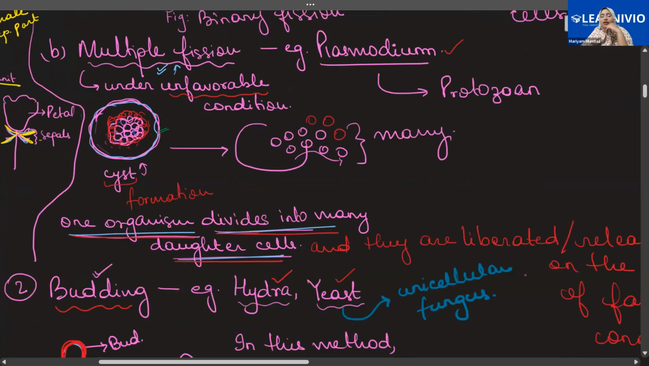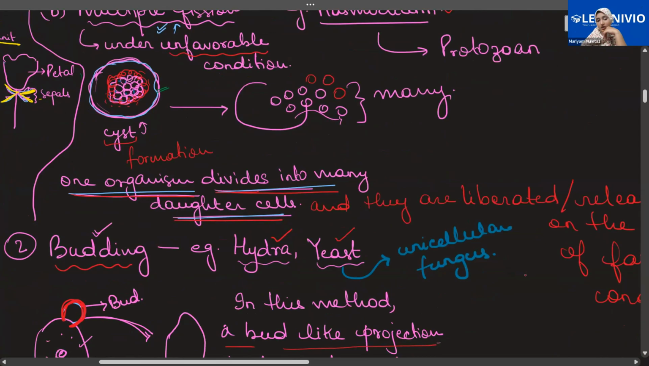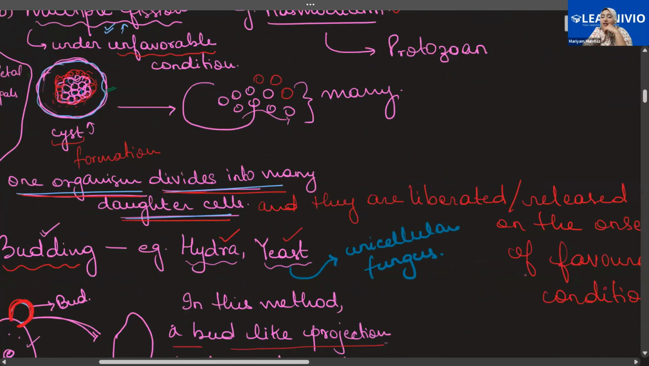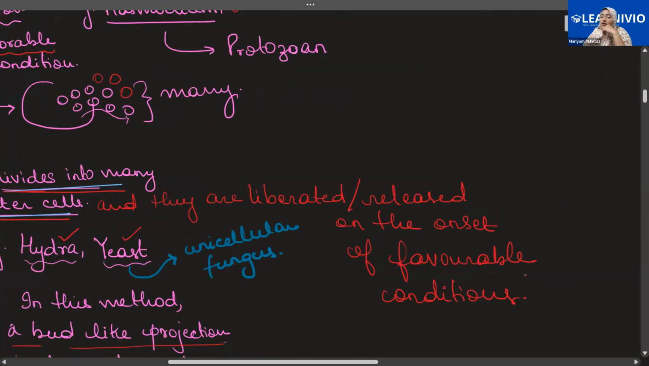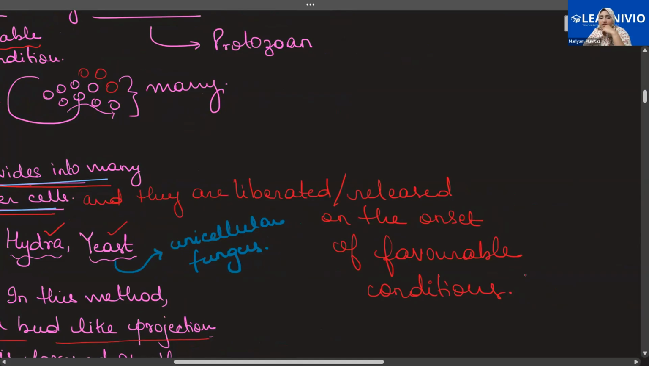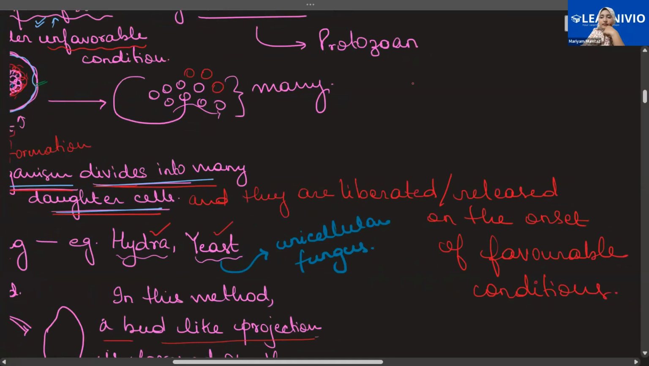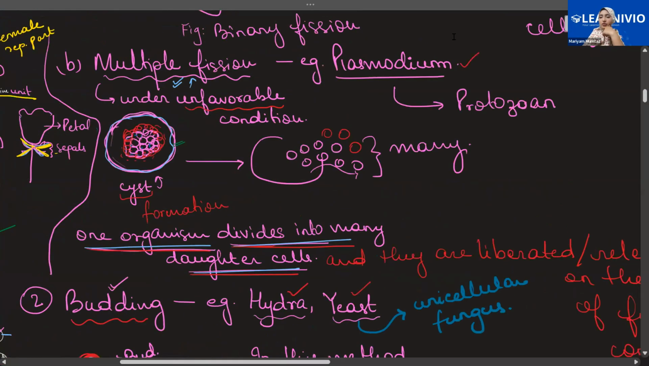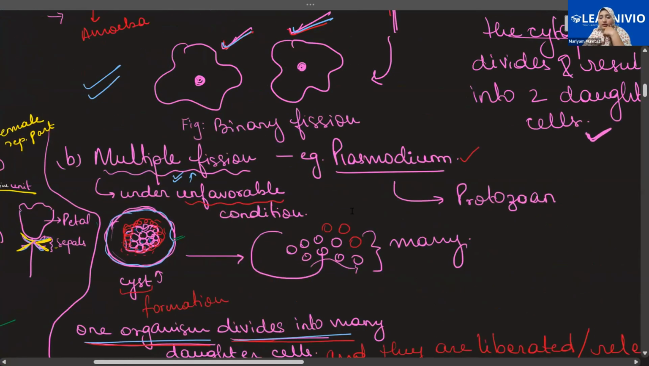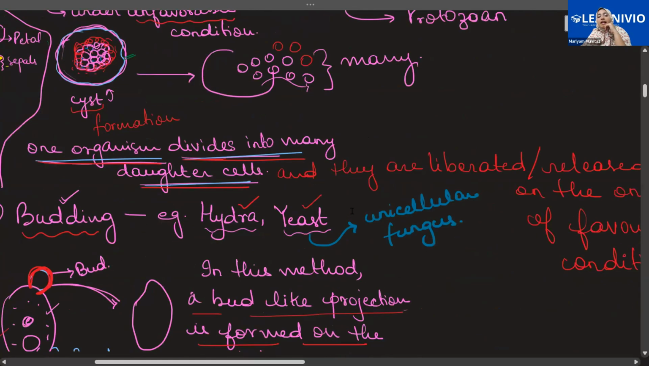Okay, so one organism divides into many daughter cells and they are liberated or released on the onset of favorable conditions. Meaning, as soon as favorable conditions come around, they will divide and be released out. Clear? Multiple fission and binary fission, both types of fission are clear to everyone? Yes.